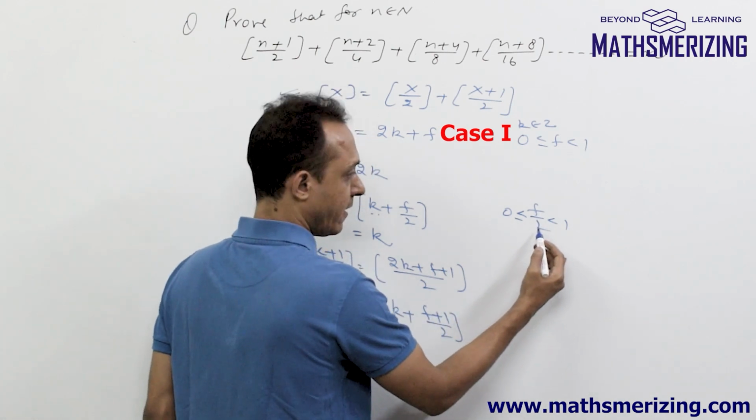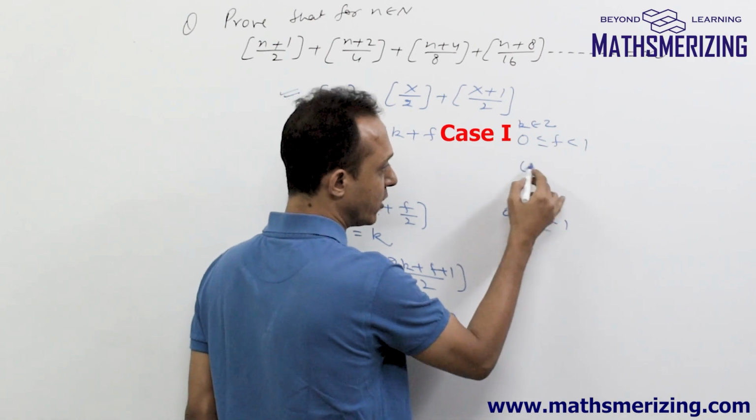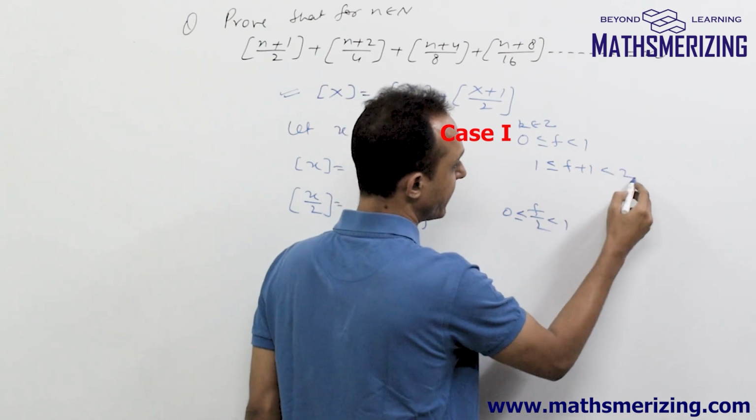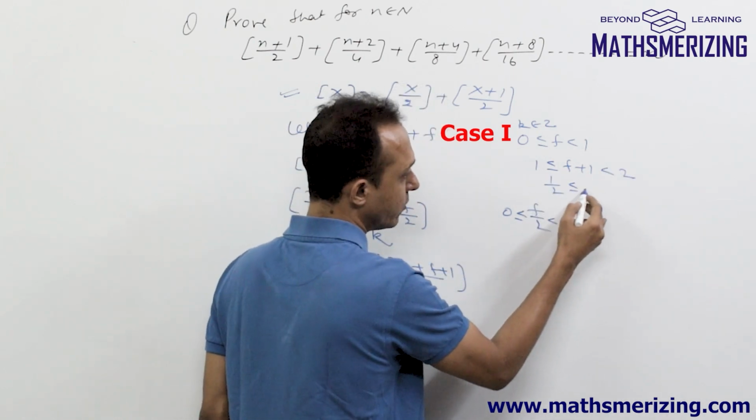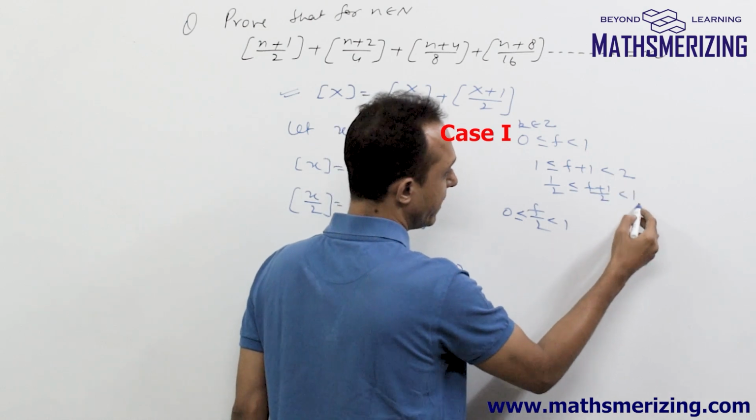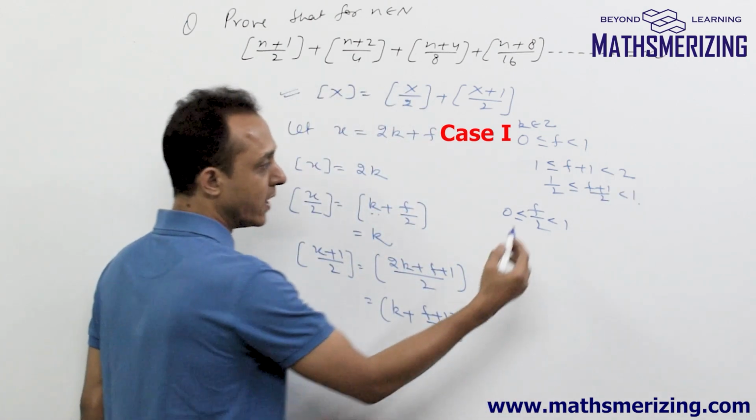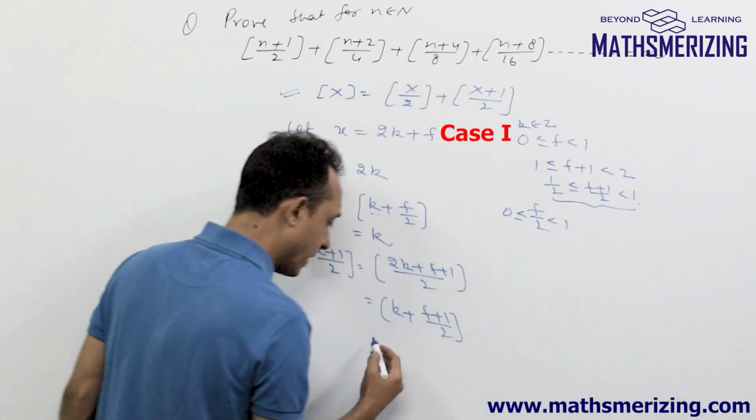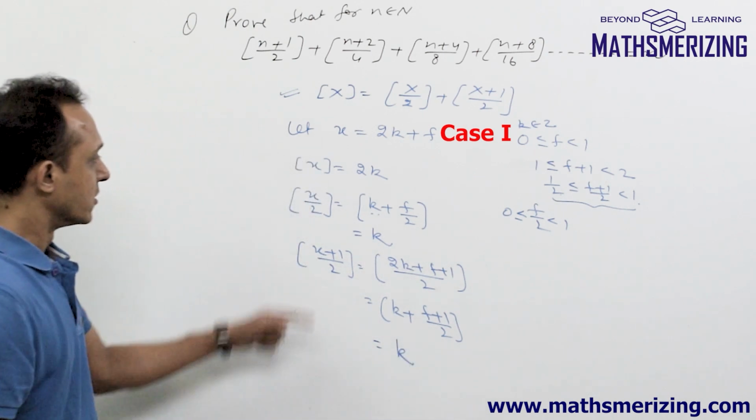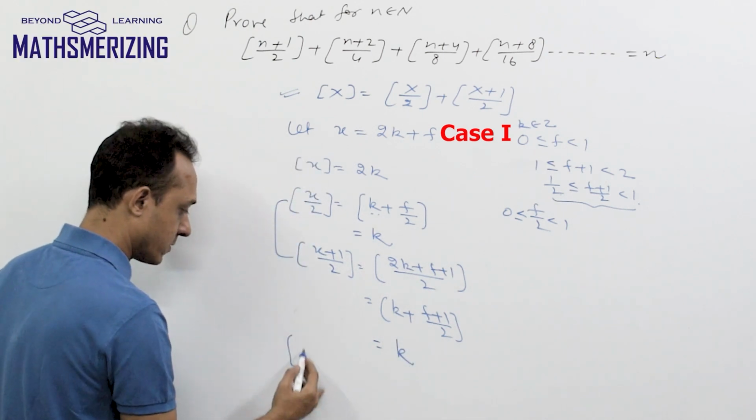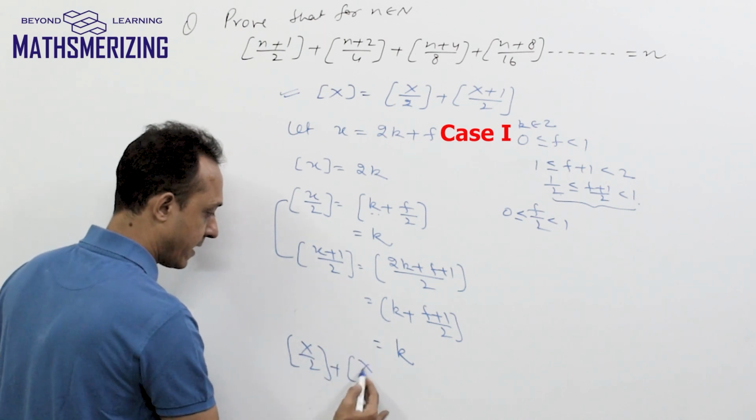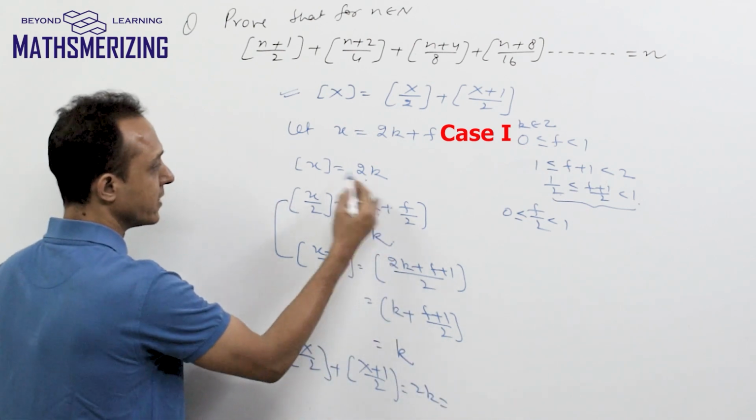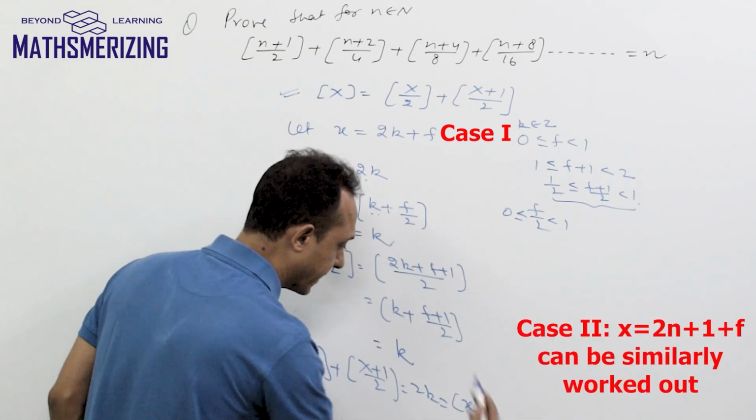Now f lies between 0 and 1. So if I add 1 to it, I can write f plus 1, and this is less than 2. If I divide by 2, I get (f plus 1) by 2, and this is less than 1. So this value again lies between 1 by 2 and 1. So therefore its greatest integer function will again be k. If I add them, x by 2 plus x plus 1 by 2, there'll be simply k plus k, that is 2k, and 2k is also the same as the greatest integer function of x.